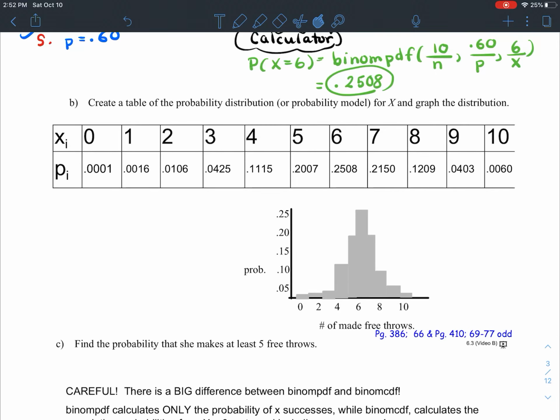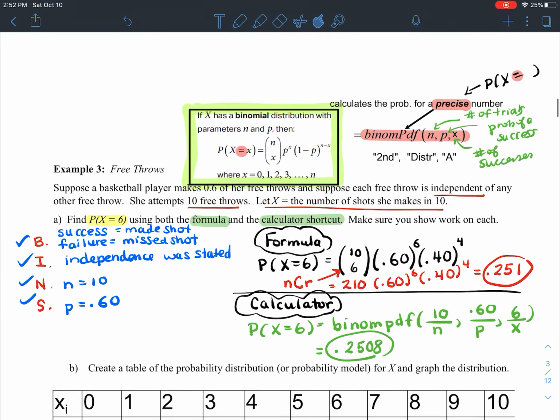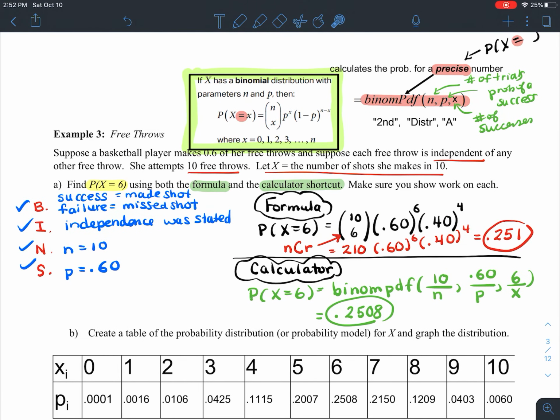Okay, we're going to pick up where we left off on the last video. We're working our way through section 6.3, where we're talking about binomial random variables. In the previous example, we had just been introduced to the calculator command binomialpdf. That is used exclusively when you are asked to calculate the probability of a binomial random variable that equals a specific number. No less than, no greater than, but equals a specific number.